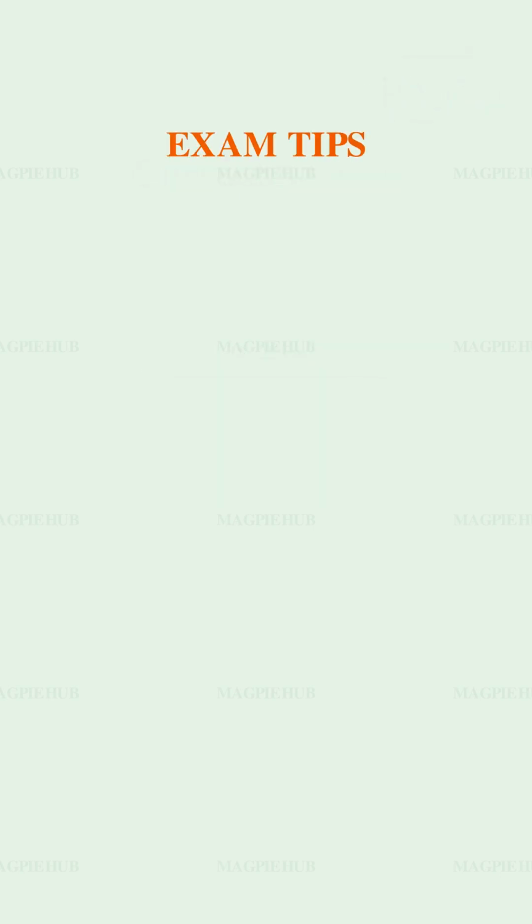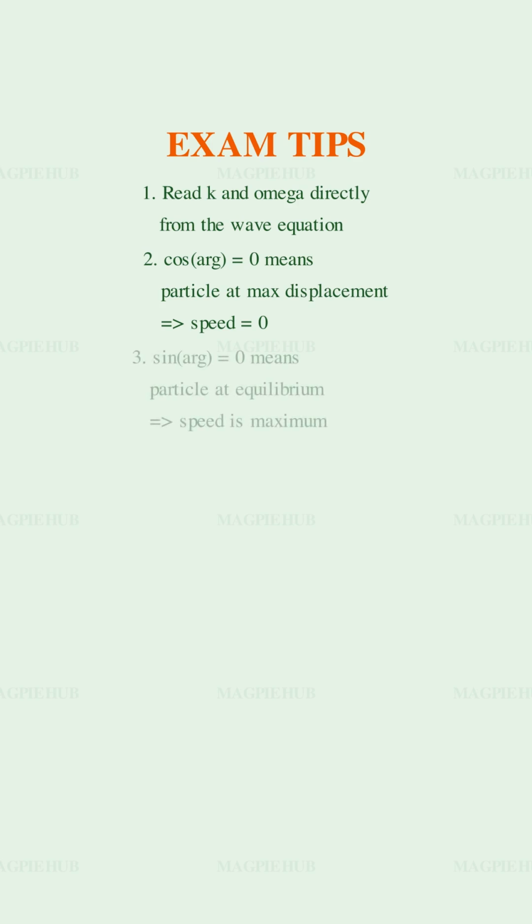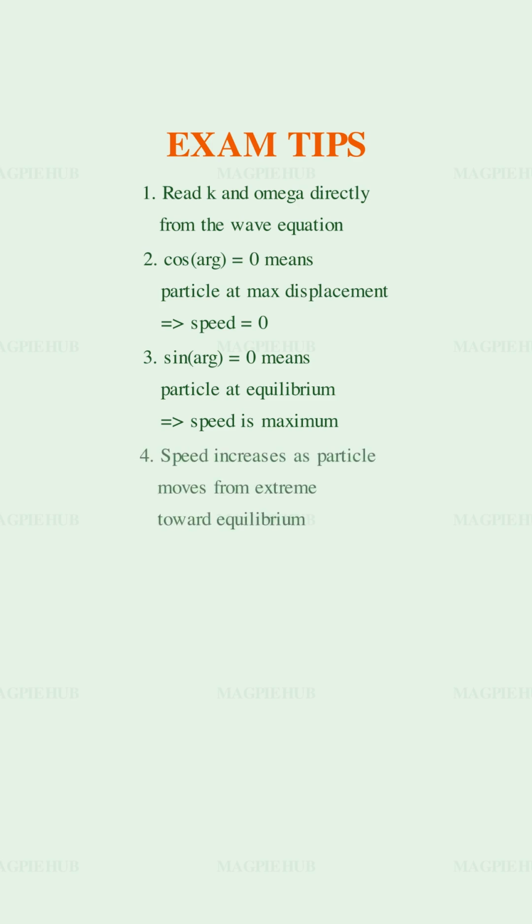Here are some important tips. Tip 1. Read wave number k and omega directly from the equation. Do not try to find wave speed v first. Tip 2. When cosine of the argument is 0, particle speed is 0, the particle is at maximum displacement. Tip 3. When sine of the argument is 0, particle speed is maximum, the particle passes through equilibrium. Tip 4. In part D, notice the speed increases as the particle moves from extreme to equilibrium position.